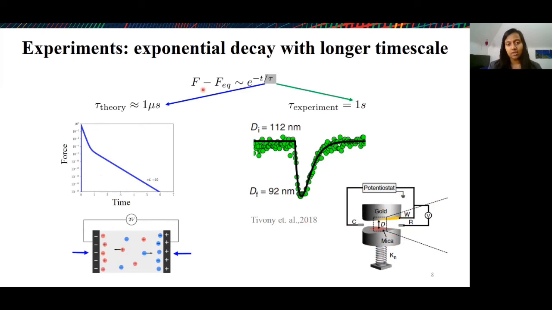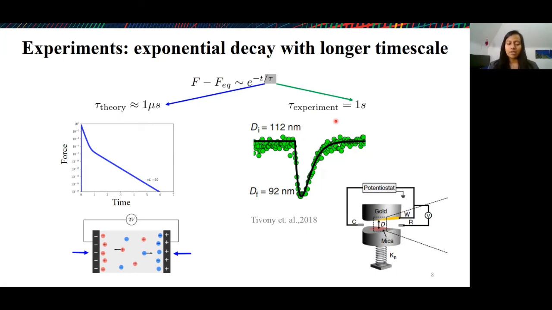The good thing is that the evolution of force that is experimentally observed does follow an exponential decay. However, there are still some big gaps between our theory and the experiments. The main issue is that the timescales observed in experiments are much larger than that obtained by our theory. In our theory, for the given experimental conditions, the timescale predicted is about a few microseconds, but the actual experimental timescale is on the order of seconds, and so this is quite a big discrepancy.